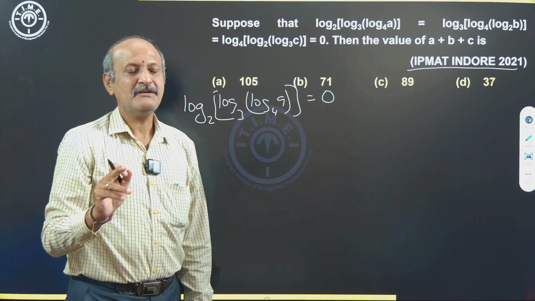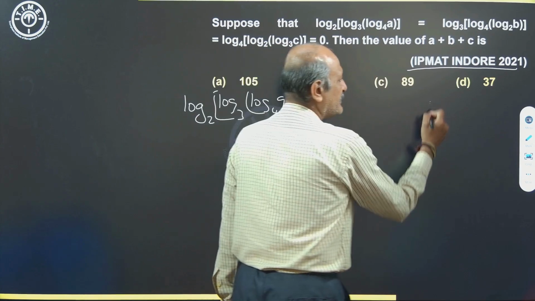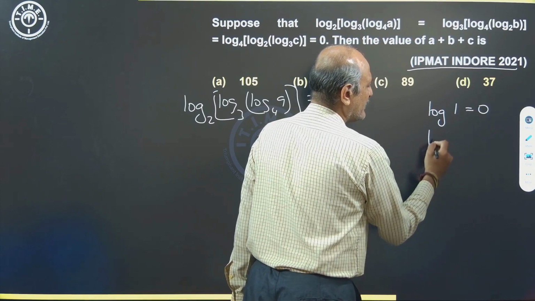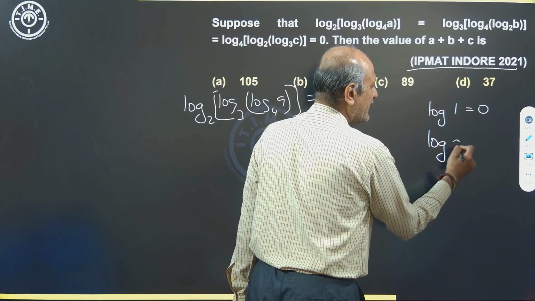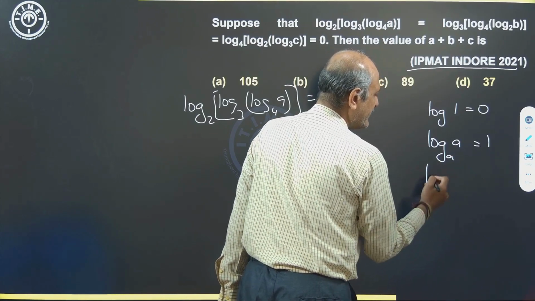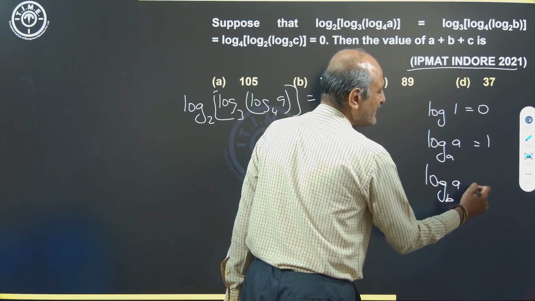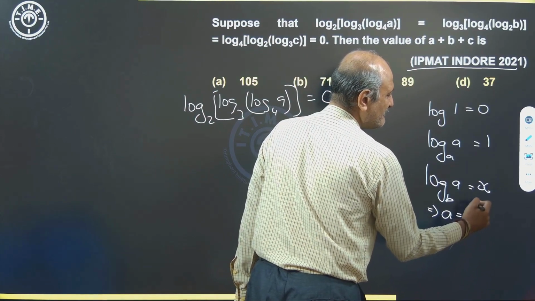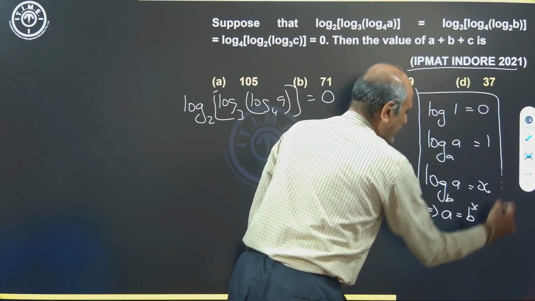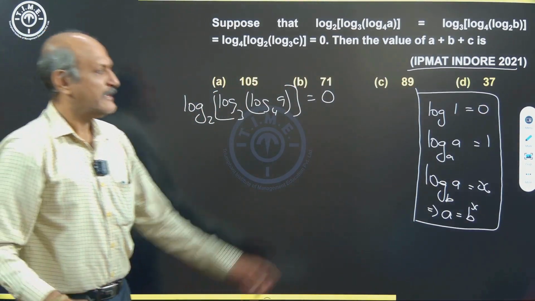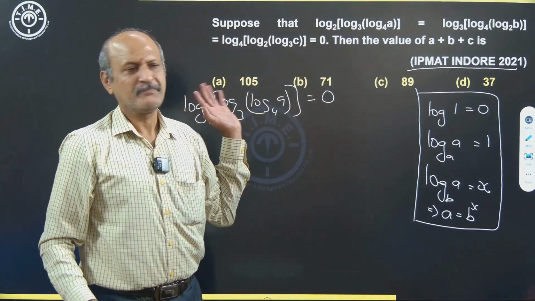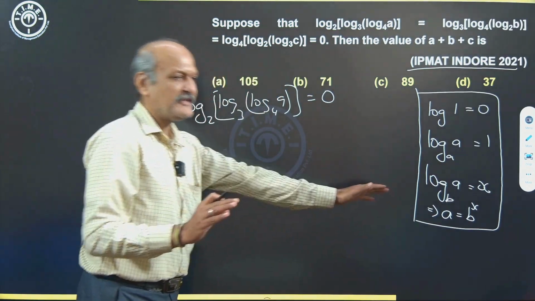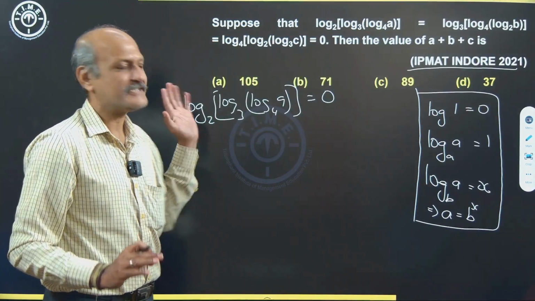Now let's understand what rules we can apply. In logarithms, we know log 1 is equal to 0. Next, log a to the base a is equal to 1. And if log a to the base b is equal to x, in exponential form it can be expressed as a is equal to b raised to the power x. There are different rules present, but these rules are important for answering this question. These are the ones we need to recollect. Now let's apply these rules in this question and answer it.